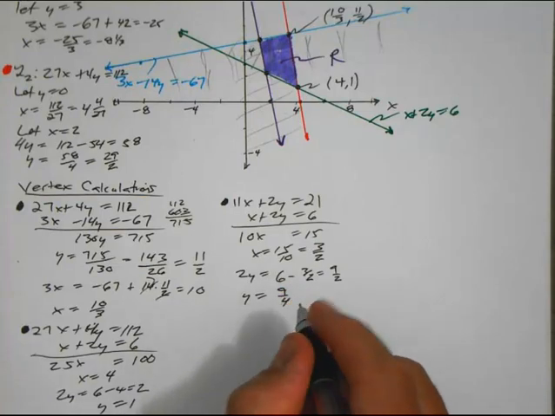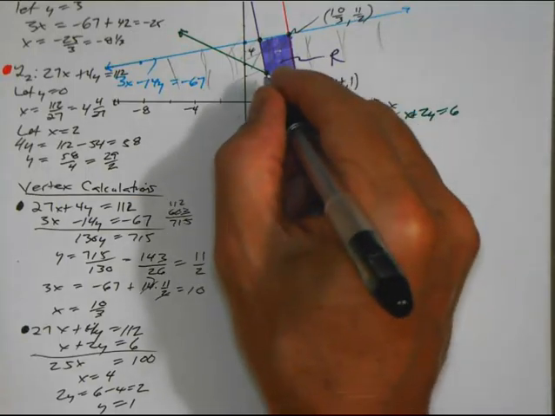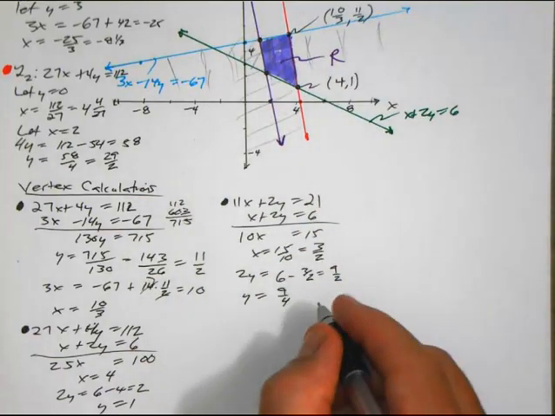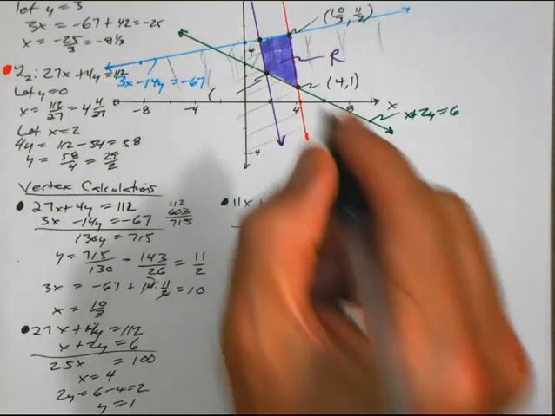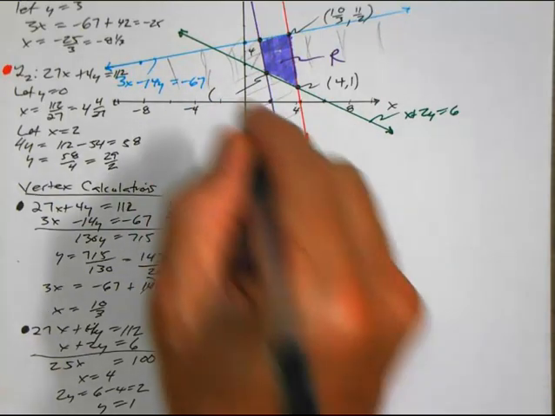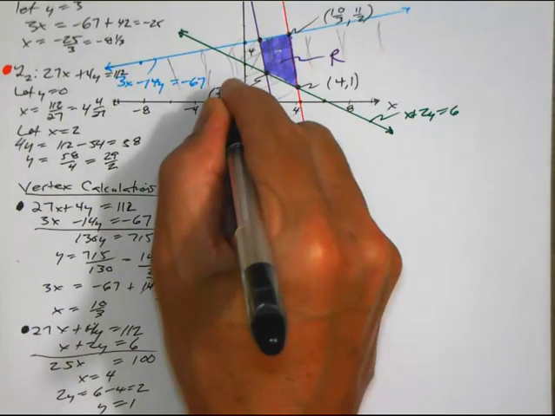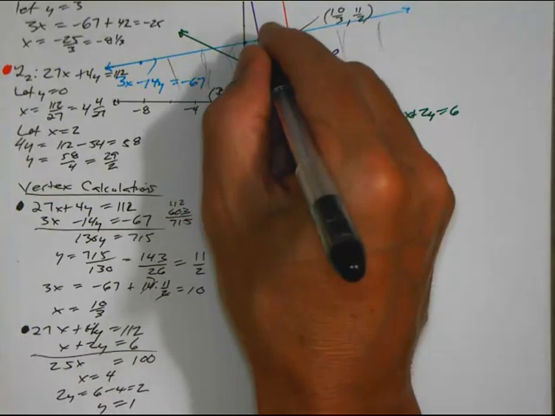What do we think about that graphically? 9/4, that's like a 2 1/4. Okay, there's 2, we're above 2. Yeah, this looks pretty good. Okay, so right in here, we've got a vertex. It is 3 halves, 9/4. Okay, almost there. One more to work with.